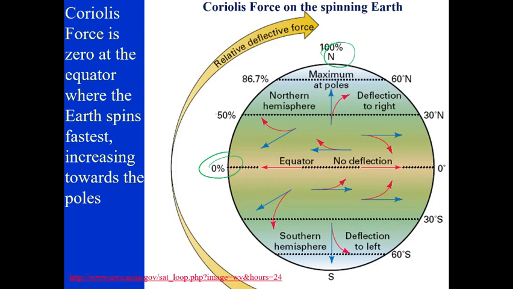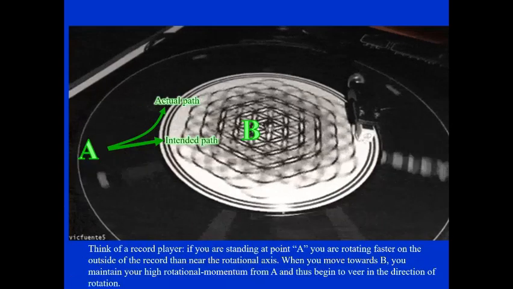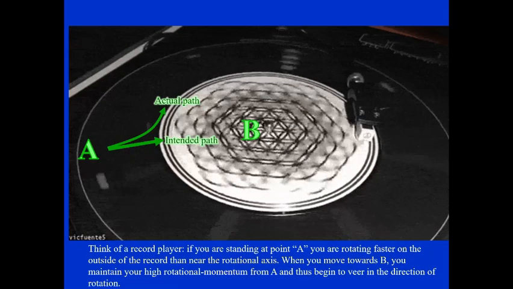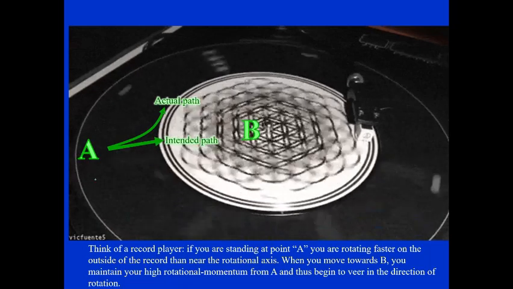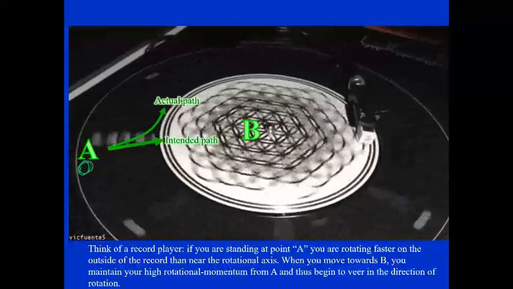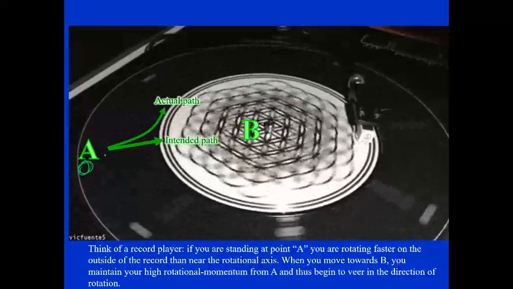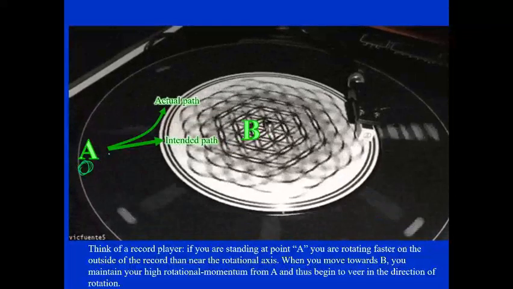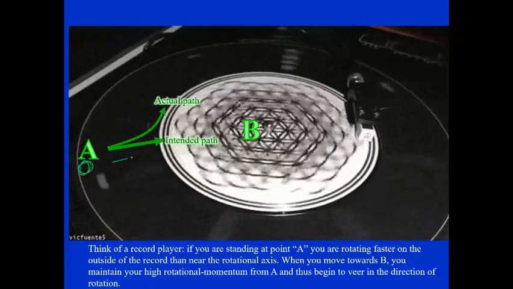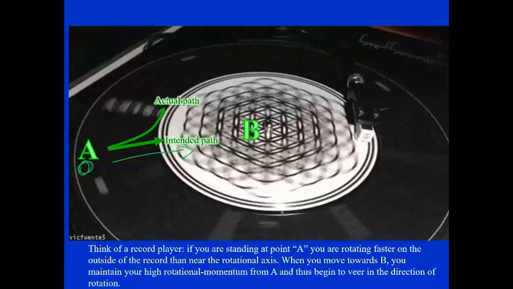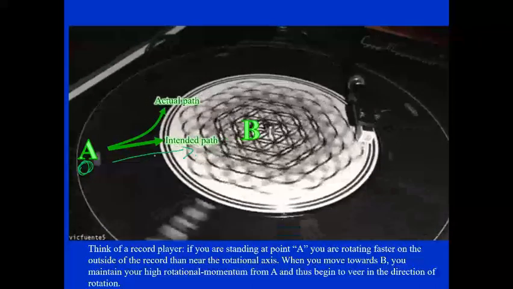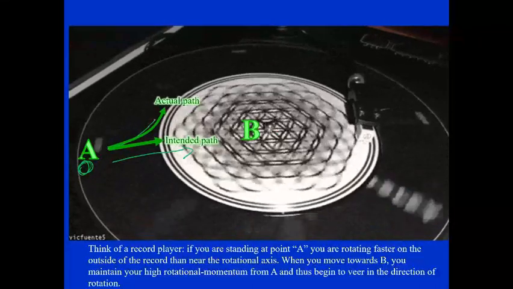So in between, it's in between. Okay, so the fact that we're rotating changes the direction of air movement. Now, a good way to think about this is like a rotating record. If you're over here at A, imagine you were trying to walk on this rotating record towards B. You might try to go towards B, but you might find yourself veering off to the left.